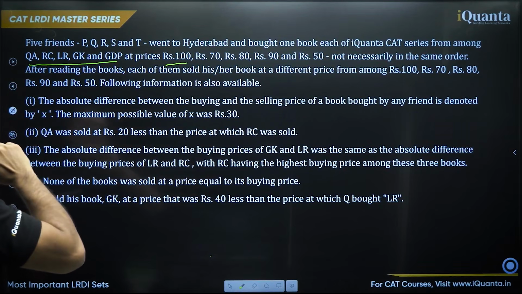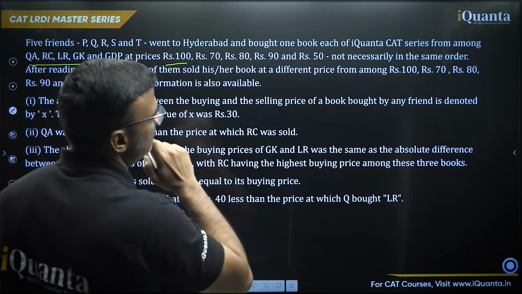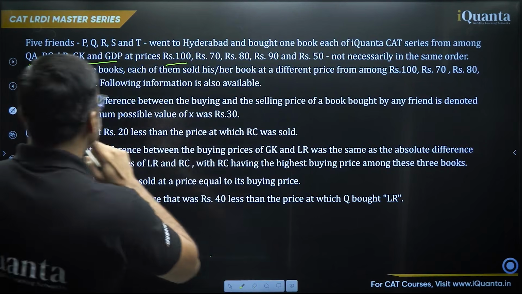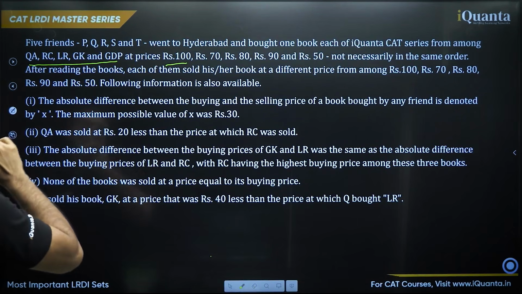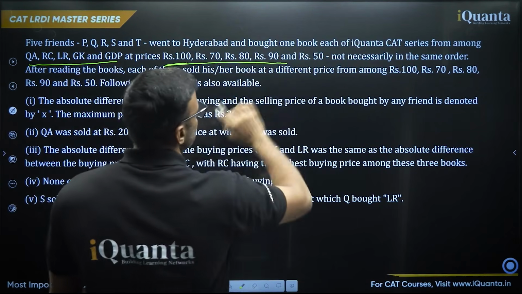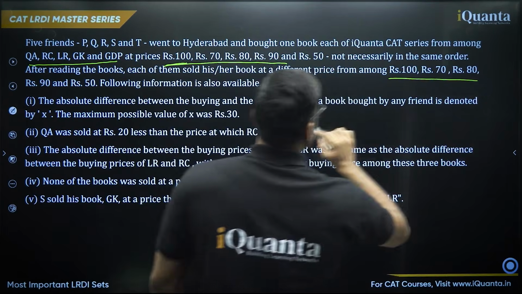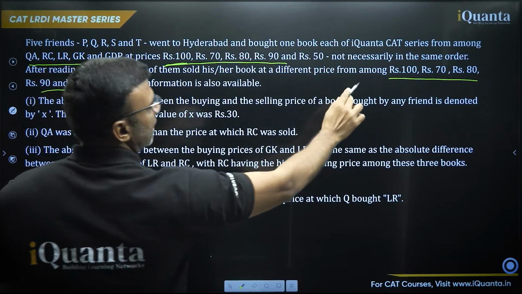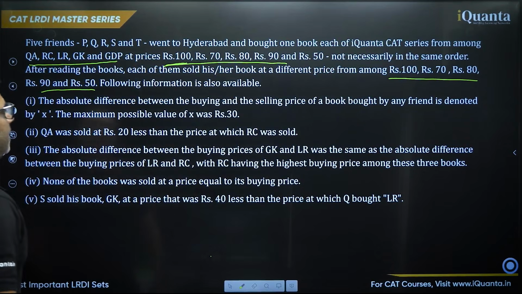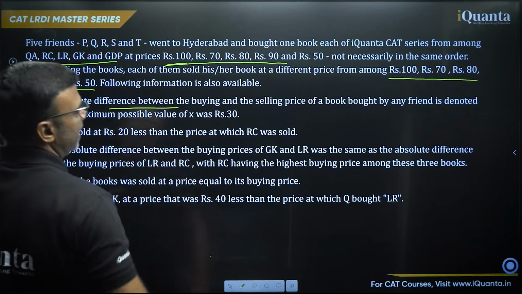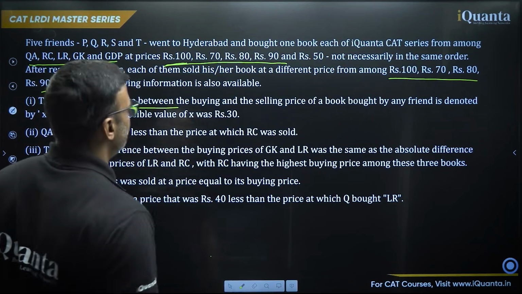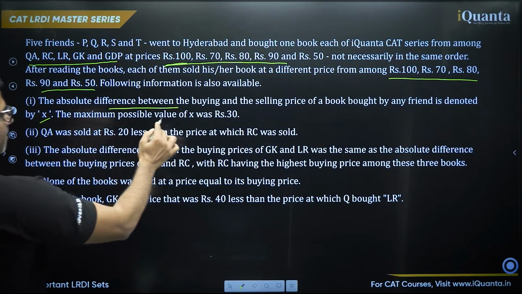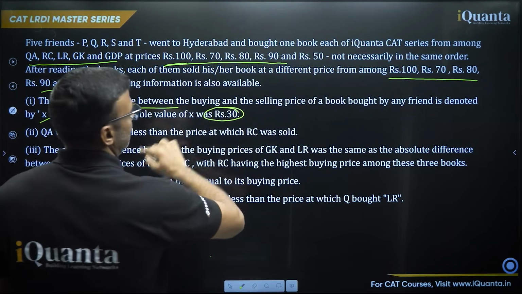After reading the books, each of them sold her book at a different price from among 100, 70, 80, 90, 50. So buying prices are given, selling prices are given, but the values are the same. Fantastic. The absolute difference between the buying and the selling price of the book bought by any friend is denoted by X. The maximum possible value of X is 30.